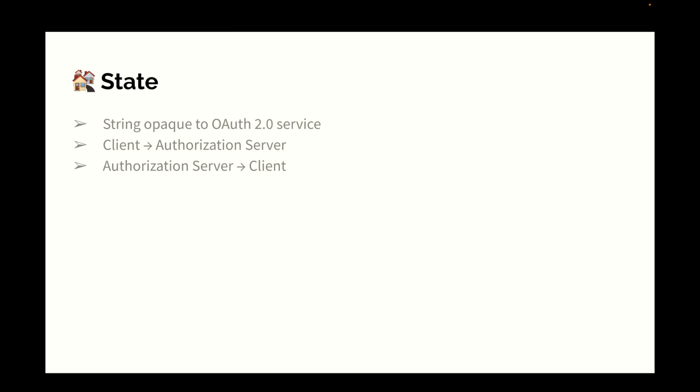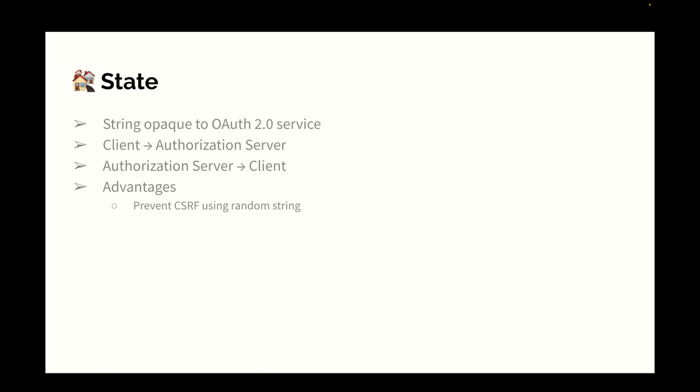Now there is one important property called state, which is used while redirecting the user to the authorization server in order to log in. So this is opaque to the OAuth2 service. So the authorization server doesn't know what its state is. It is a random string for the authorization server. So the state is sent from the client to the authorization server, and after successful login of the user, the state is again sent to the client from the authorization server. And this is sent in the redirect URI only.